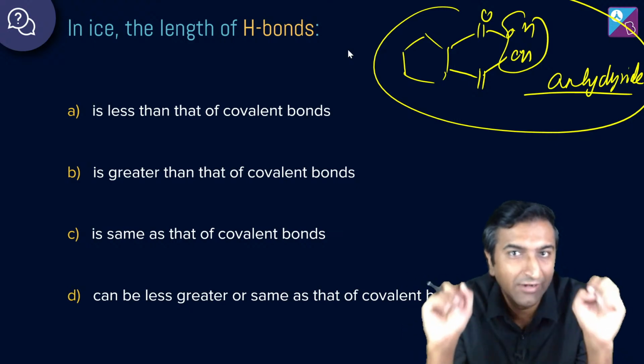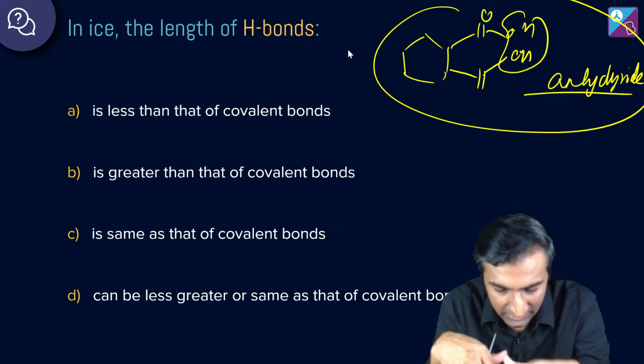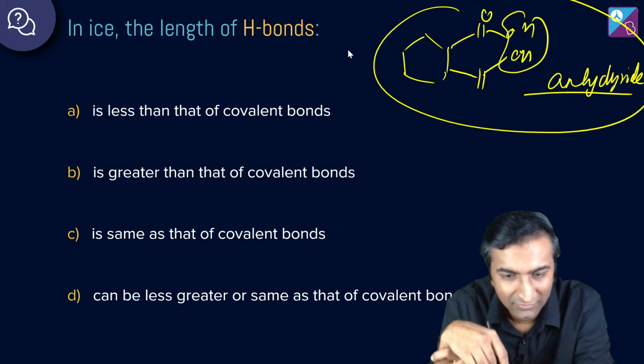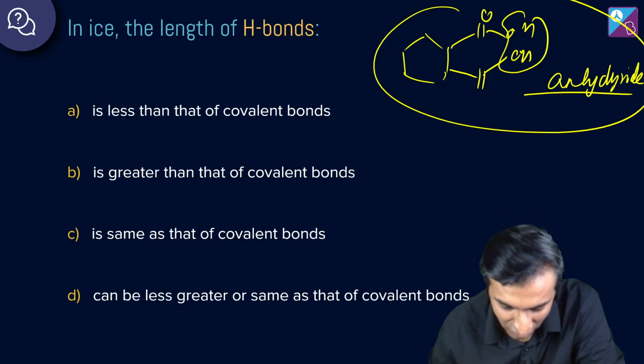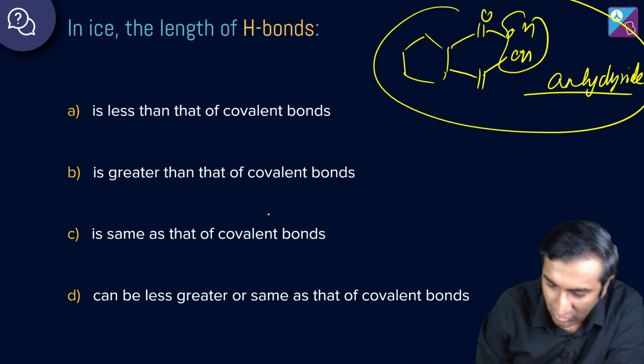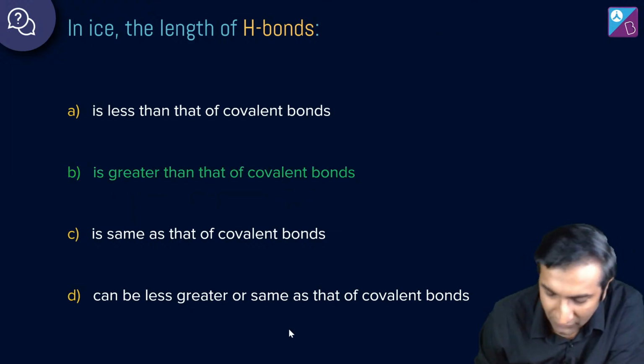पॉइंट दैट वी आर टॉकिंग अबाउट राइट नाउ. ठीक है, अरे इसका आंसर तो बताओ दोस्तों, हम लोग टाइम पास से बात करें, इसका आंसर तो बताओ. The length of hydrogen bond is obviously going to be greater than that of covalent bonds. Why is it going to be greater?